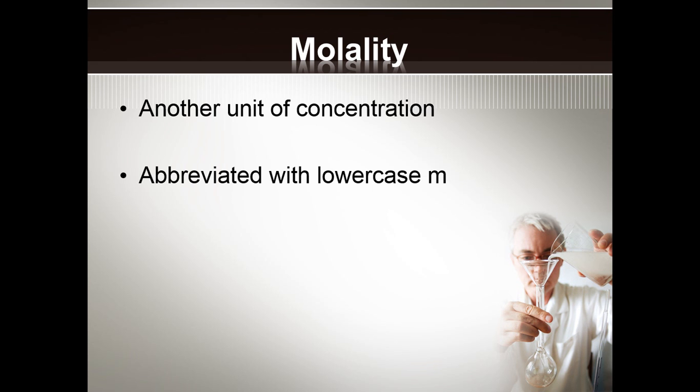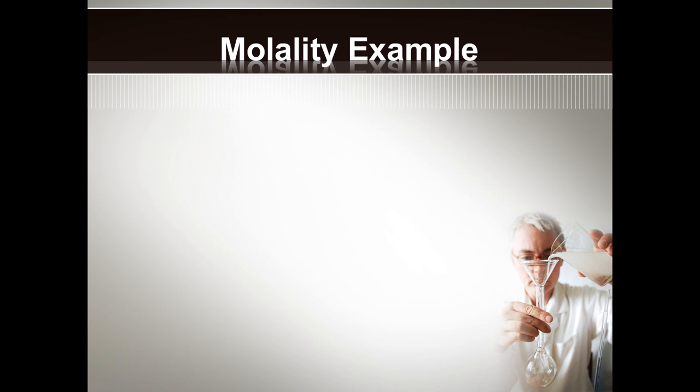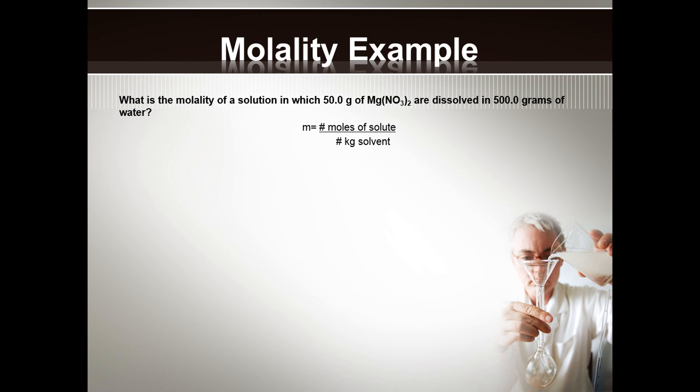Remember, I told you we had all these different m words. That's why we write out moles. Molarity is uppercase m. Molality is lowercase m. And the equation for molality is the number of moles of solute over the number of kilograms of solvent. So let's do an example of this. Let's figure out what the molality of a solution is in which we've got 50 grams of magnesium nitrate dissolved in 500 grams of water.